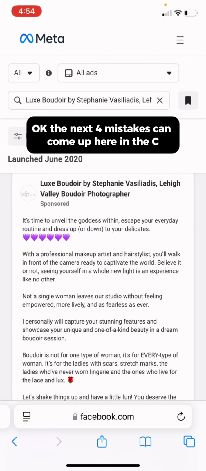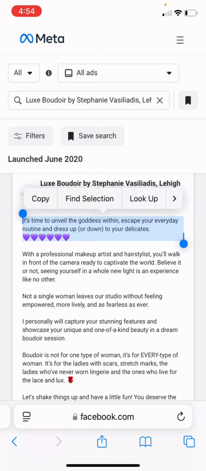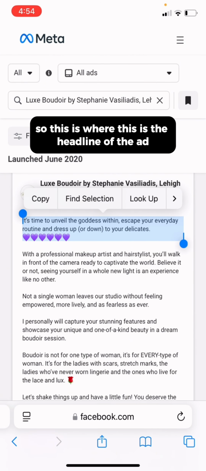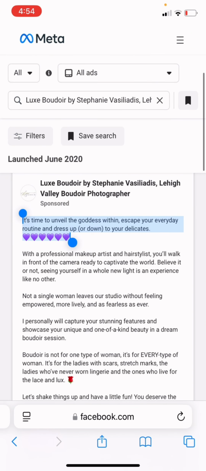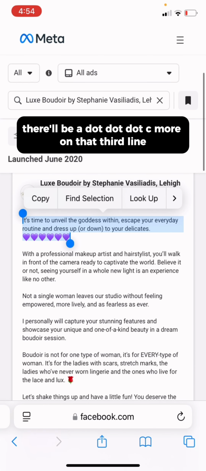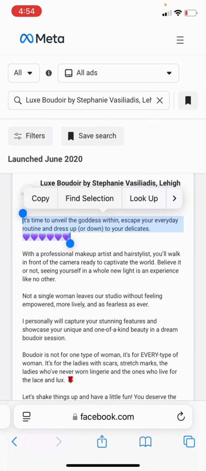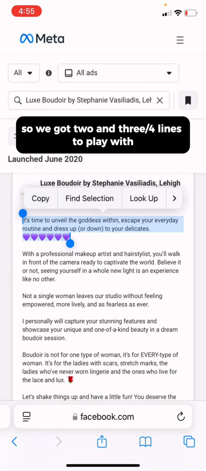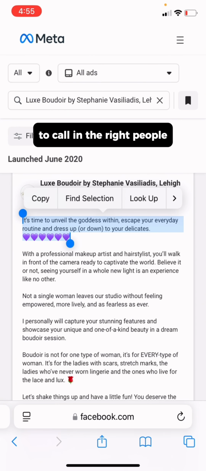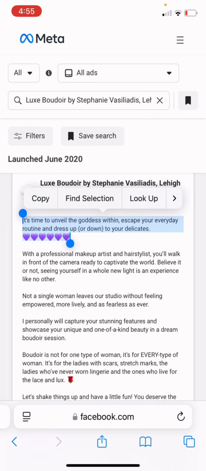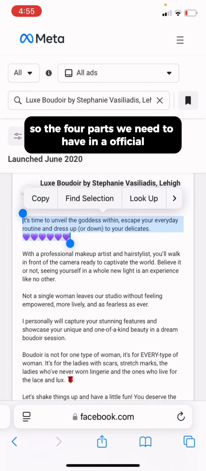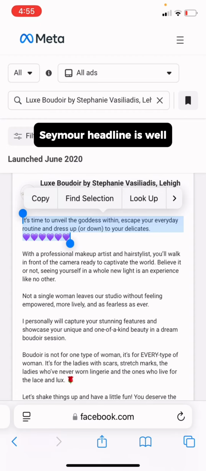Okay, the next 4 mistakes come up here in the see more headline. This is the headline of the ad, over here on the bottom right, there'll be a see more on that third line. So we got 2 3/4 lines to play with, but we got to be super specific here to call in the right people, the right women, to keep our unique CTR all super high to allow our ads to sustain and scale. So the 4 parts we need to have in an effective See More headline are, well, the first one is a who.